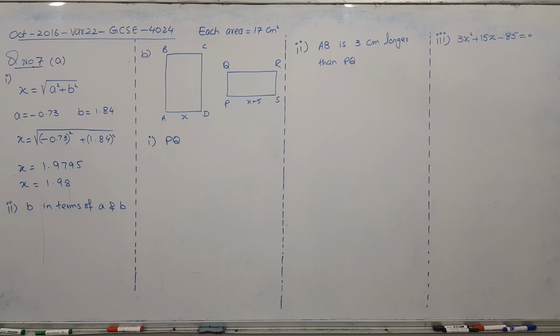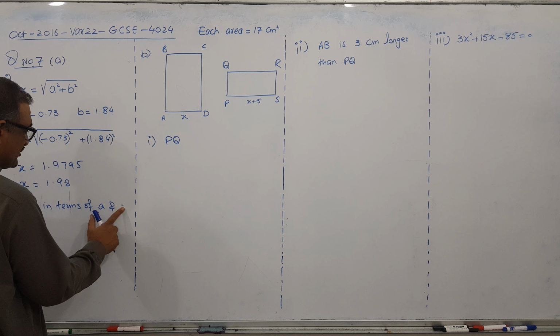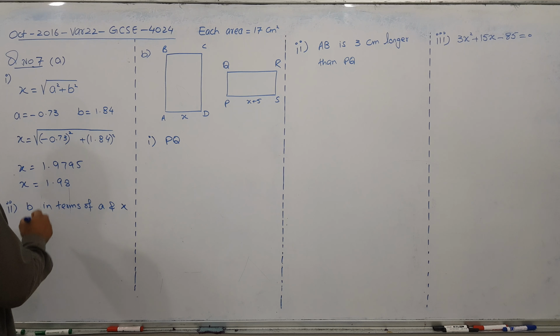Now, how to get B in terms of A and X? I made a mistake here in writing. The question is asking B in terms of X and A. So A and X, no problem. So make B the subject.